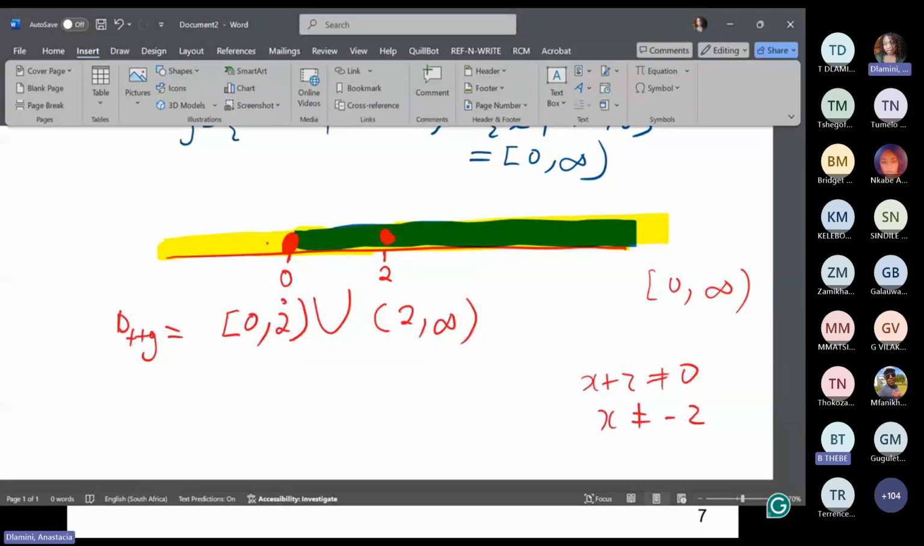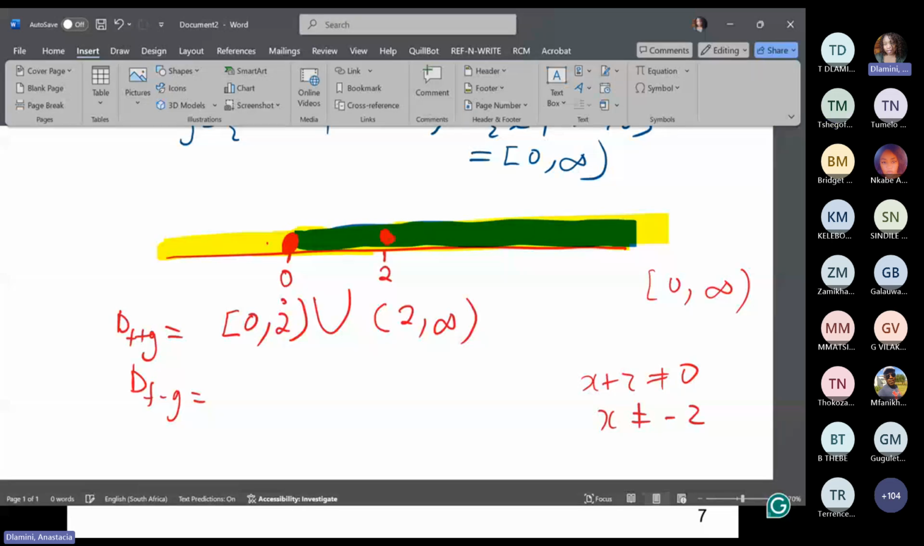Guys? The same. What is the domain of f times g? Same. They will be the same. So what is the domain of f divided by g? The domain... Oh, sorry, guys.